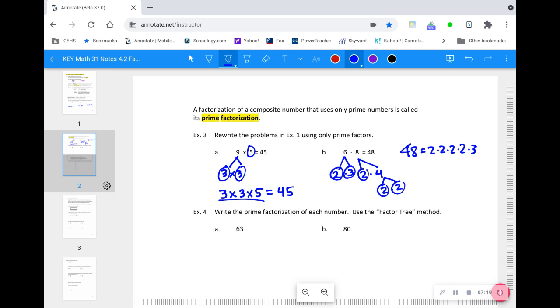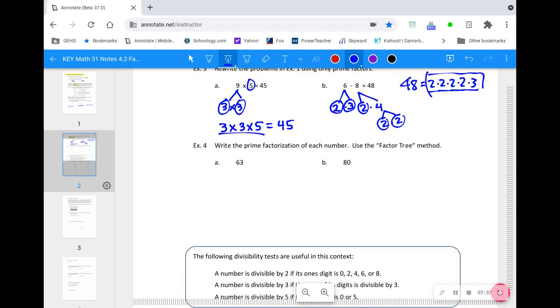And let's make sure we're right. 2 times 2 is 4. 4 times 2 is 8. 8 times 2 is 16. And 16 times 3 does give 48. Notice that all of these are prime numbers in this box over here. So we have all prime numbers multiplied by each other. Those are all prime factors.